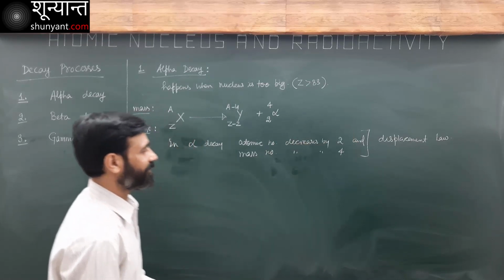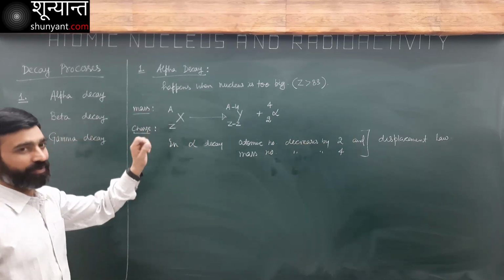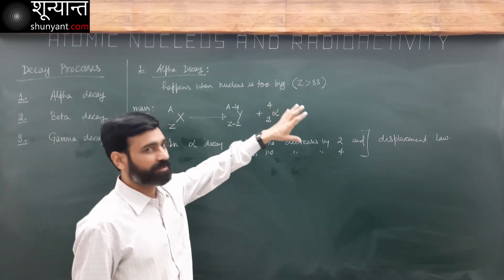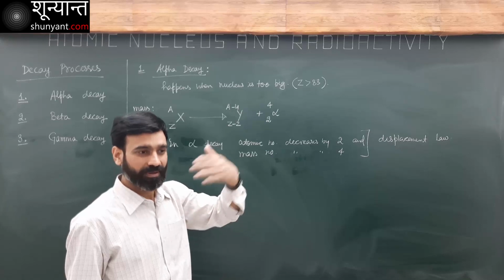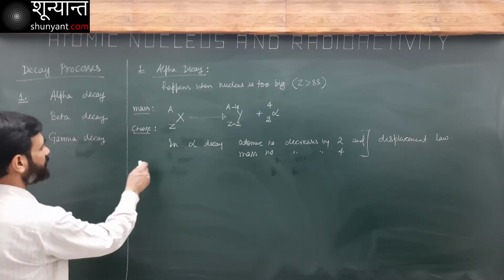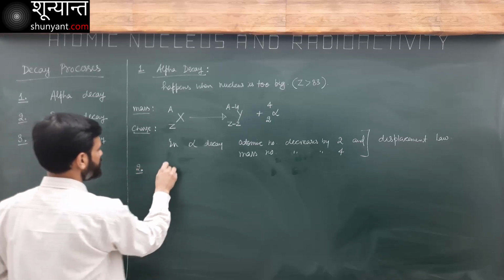So this is alpha decay. When the nucleus is too big, like atomic number more than 83, all of them decay through this alpha decay process. Now second is beta decay.